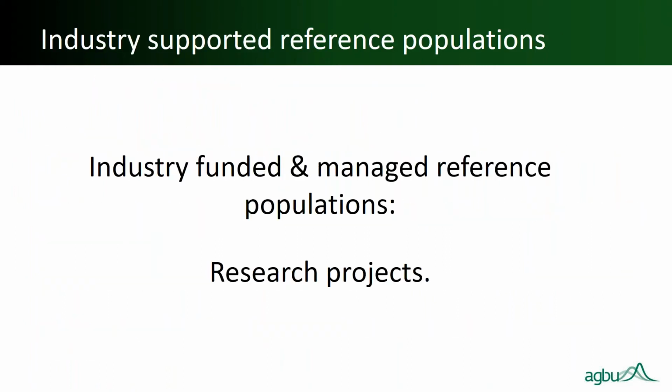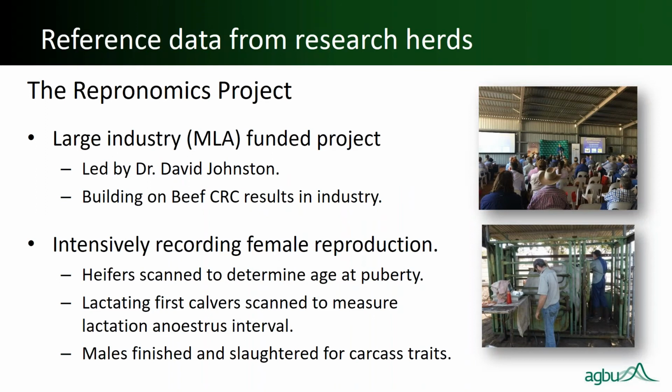So just looking finally at the projects that we are running to do this, and I'll get through this fairly quickly. We've got industry-funded projects. The Repronomics project in Northern Australia is a really good example of this. It's an MLA-funded project led by David Johnson, who works here at AGBU, and it's kind of building on the results we got out of the Beef CRC and really driving this intensive recording of female reproduction for northern breeds in the evaluation to describe these really economically important traits.